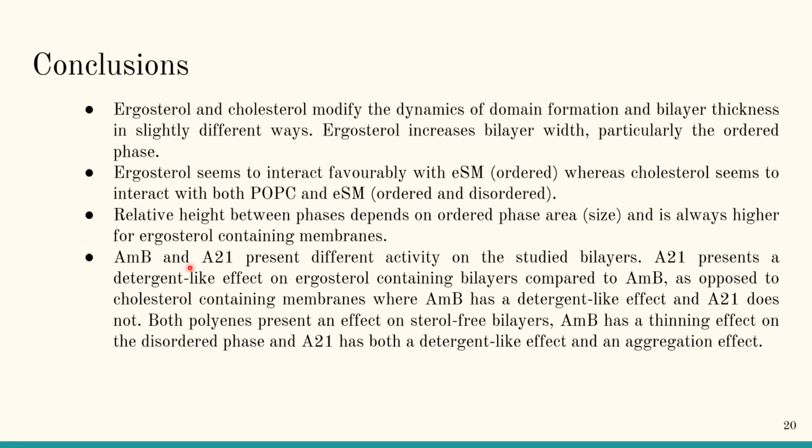And finally, A and B and A21 present slightly different activities on the bilayers that we studied. A21 has a bit more of a detergent-like effect on ergosterol as compared to Amphotericin B. And in cholesterol-containing membranes, A and B has a detergent-like effect, whereas A21 does not. Both polyenes present an effect on sterol-free bilayers, which is interesting because there's no sterol, and A and B has a thinning effect, whereas A21 has both detergent-like and aggregation effect.